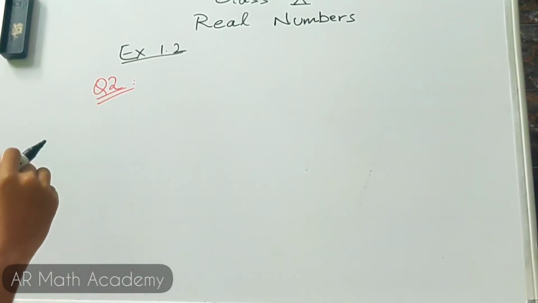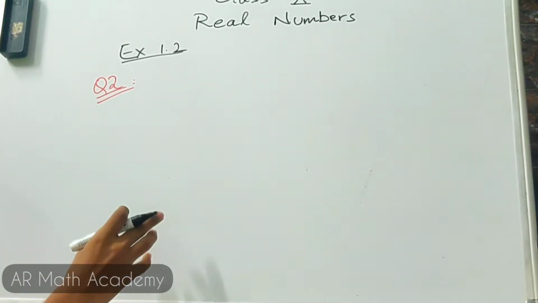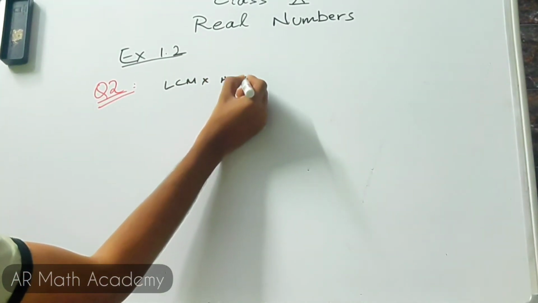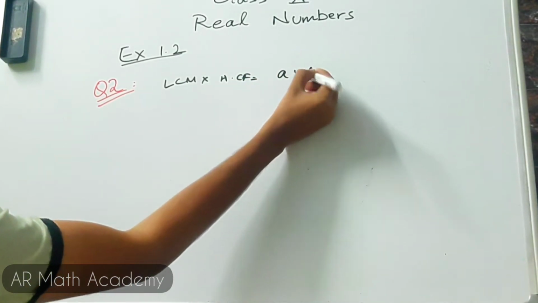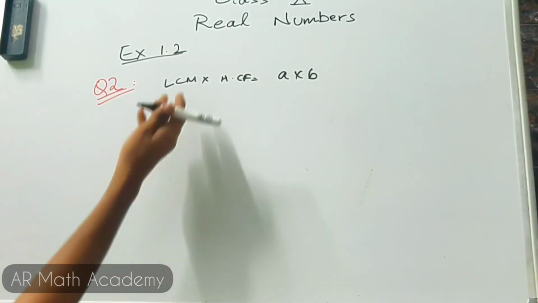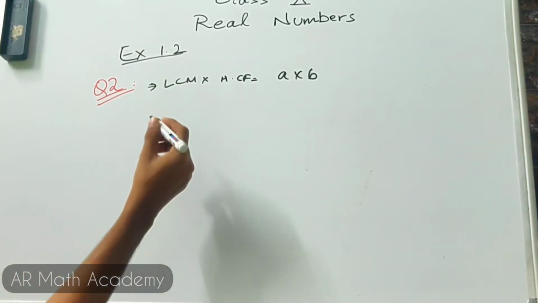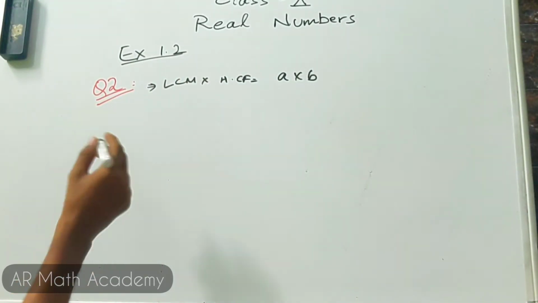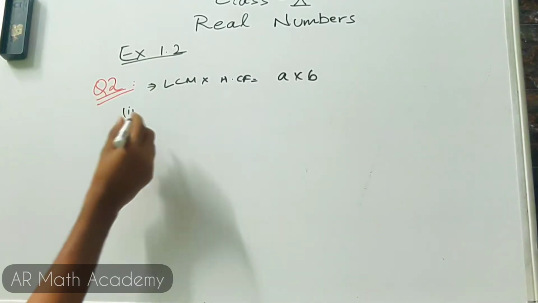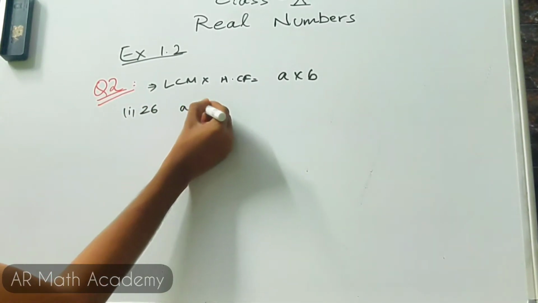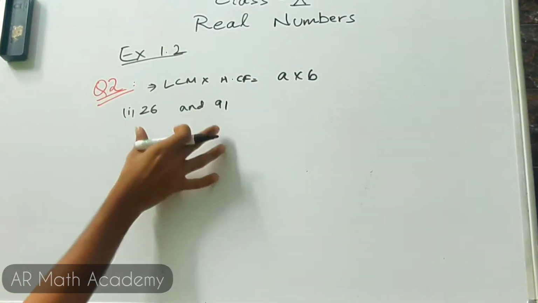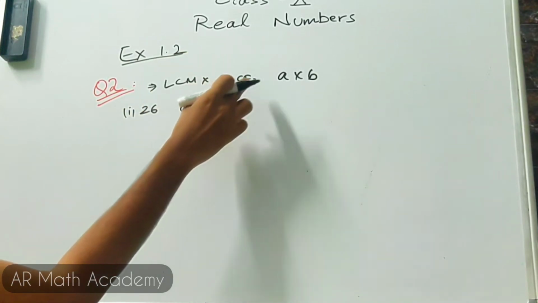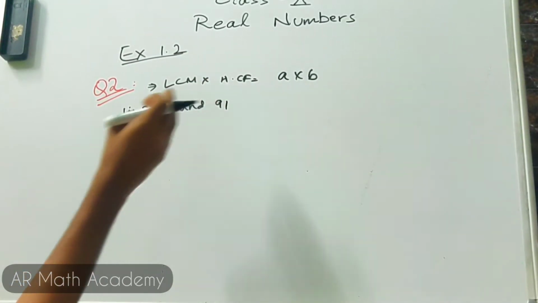Now, the question is, find the LCM and HCF of the following pairs of integers and verify that LCM times HCF equals product of the numbers A and B, where A and B are your given numbers. So, product of the two numbers for which you are finding the LCM and HCF. This is what we have to verify, and we have to correspondingly find the LCM and HCF of the given two numbers. As of the first division, we have been given these two numbers 26 and 91. We have to find the LCM and HCF of these two numbers, and verify that the relationship LCM times HCF is equal to the product of 26 and 91 is true.